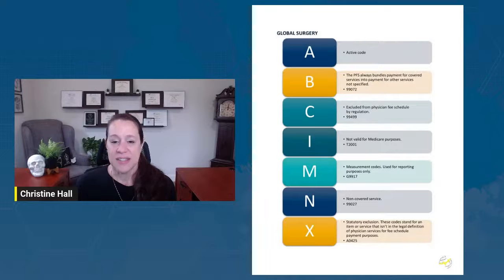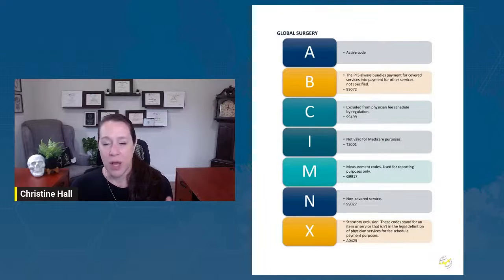Or X, statutorily excluded. And that stands for services that aren't in the legal definition of physician services. We see a lot of the equipment and supplies may have a status indicator of X, right? So that explains to us sometimes why there is no additional payment. The one that we see a lot in denials is the status indicator of B, right? And that tells us that it's not going to be covered.